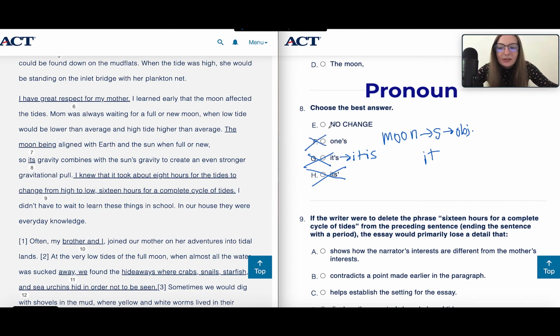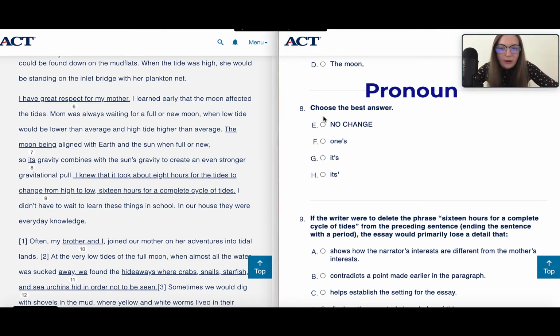Choice E is the possessive form of it. So ITS gravity refers to the moon's gravity. ITS is used for ownership or possession, so that makes sense here because the gravity belongs to the moon. So we want to then go ahead and pick choice E, the no change for question number 8.